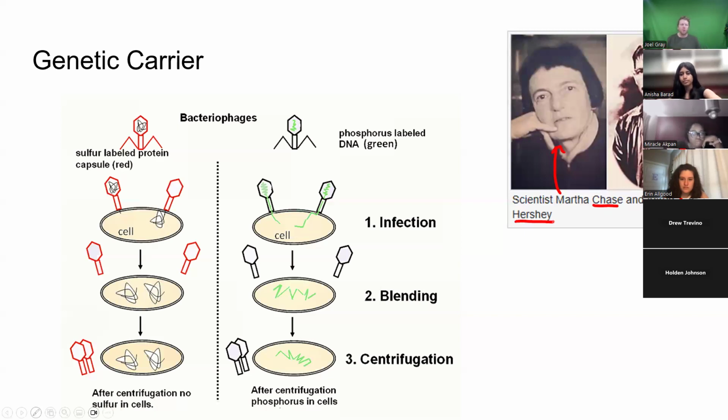What they were looking to do was basically prove once and for all, it had been speculated, that DNA, in fact, is the carrier of genetic information and that it was not proteins. So they were just looking to close the door on this conversation. In order to do this, they used bacteriophages.